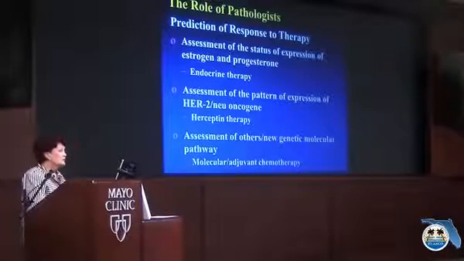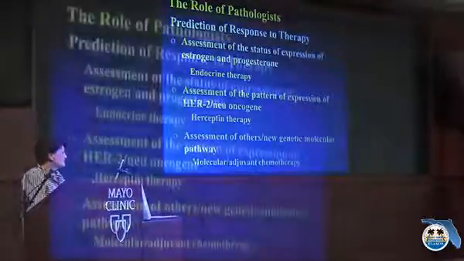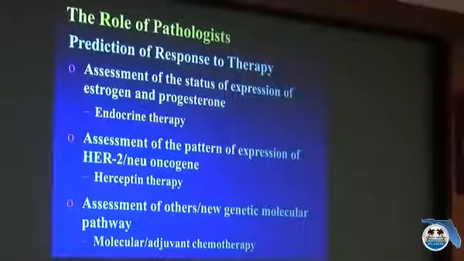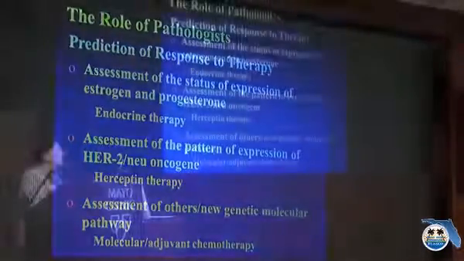What else do we need to know? We need to understand the status of prediction of response to therapy. Assessment of the status of expression of estrogen and progesterone receptors are important for endocrine therapy. Assessment of the pattern of expression, or gene amplification of HER2 oncogene is important for Herceptin therapy. And of course, there are assessments of other new genetic pathways that are being discovered on a daily basis.